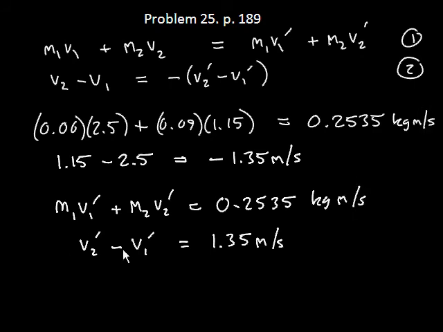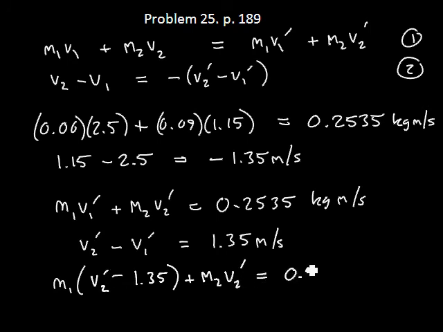I can then rearrange this second equation and substitute for v1 prime in terms of v2 prime. I get that m1 times (1.35 plus v2 prime) minus 1.35, plus m2 v2 prime equals 0.2535. My only unknown now is v2 prime.